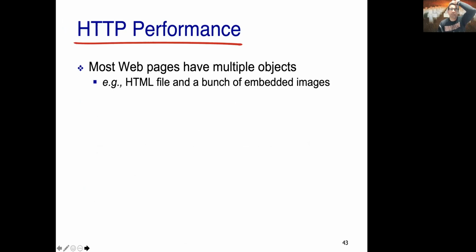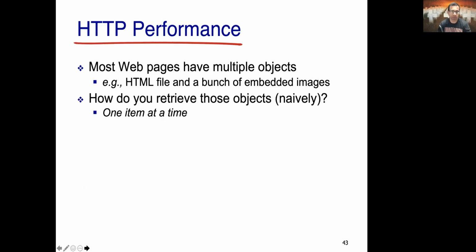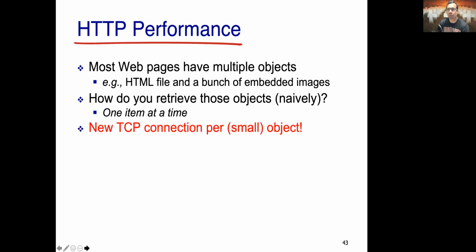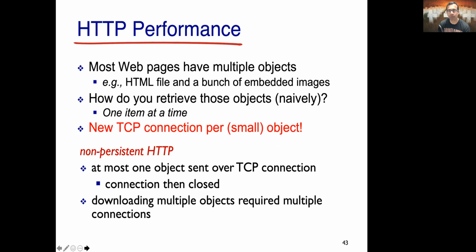So almost all web pages do not just contain one file. They will always have the base HTML file, and there'll be a bunch of embedded images or any other objects, right? So how do we retrieve all these objects? So naively, you might say, okay, you retrieve them one at a time. Go and fetch one object, then go and fetch the second object, and keep doing this. Now, of course, if you were to do this whereby you're setting up a new TCP connection each time, then that's obviously not going to be very fast, right? It's going to incur a lot of delays.